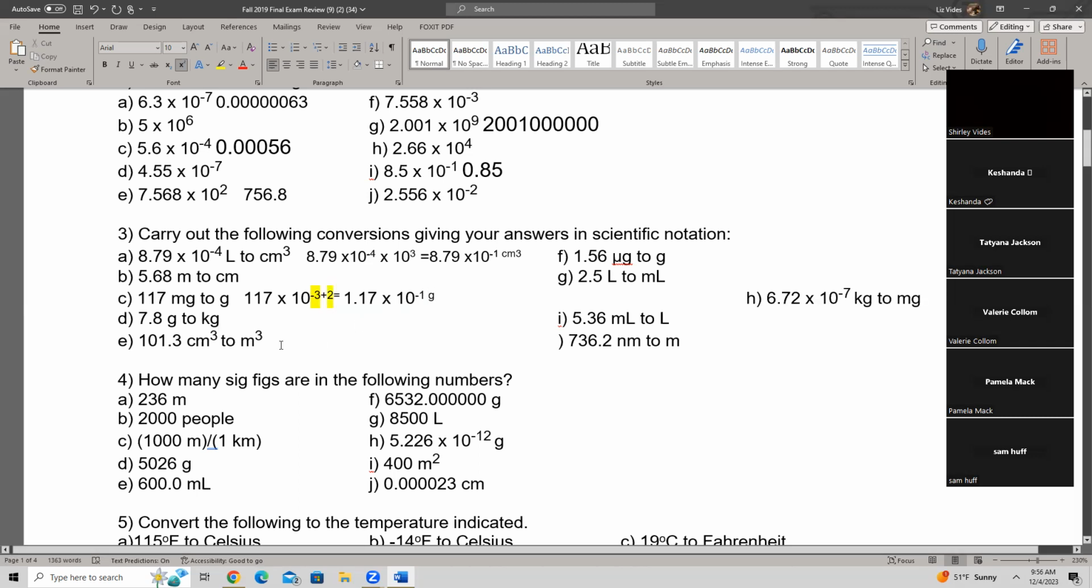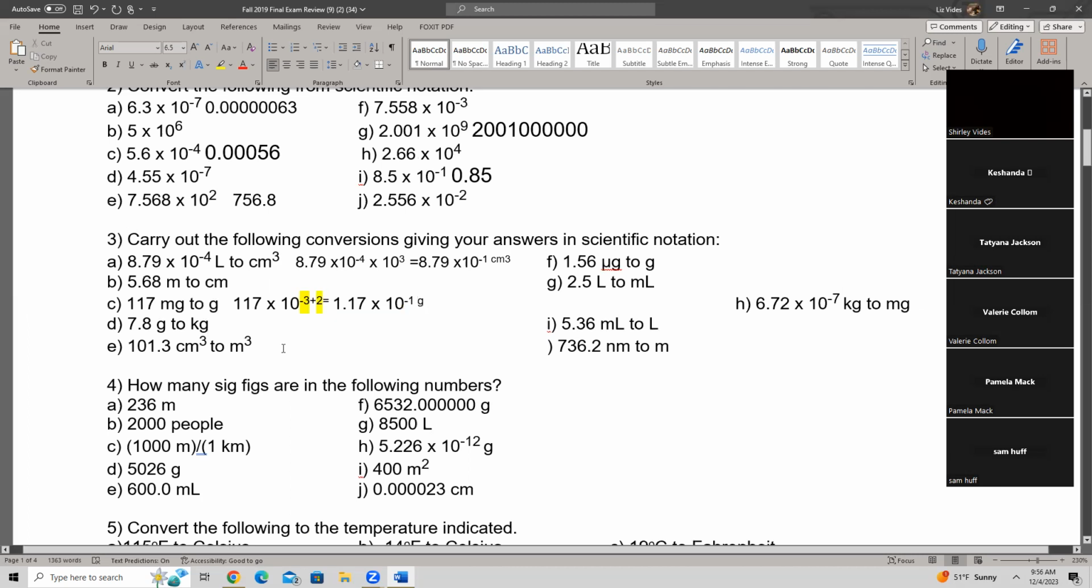Okay, so next one. All right. Remember somebody asked me that they couldn't remember how to do the cubing thing. Okay, this is where you learn how to do the cubing thing. All right, so it's 101.3 centimeter cube to meter cube. All right, centimeter cube is what we already have, right?